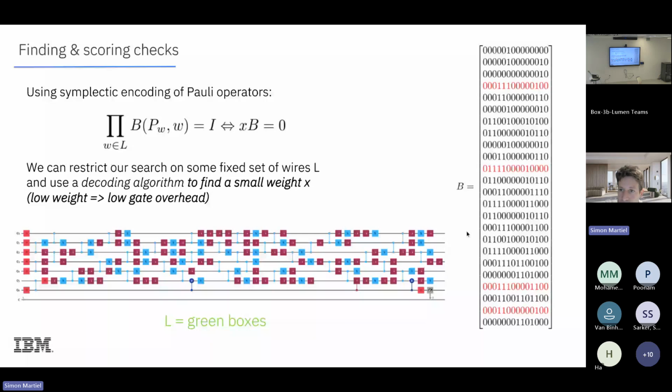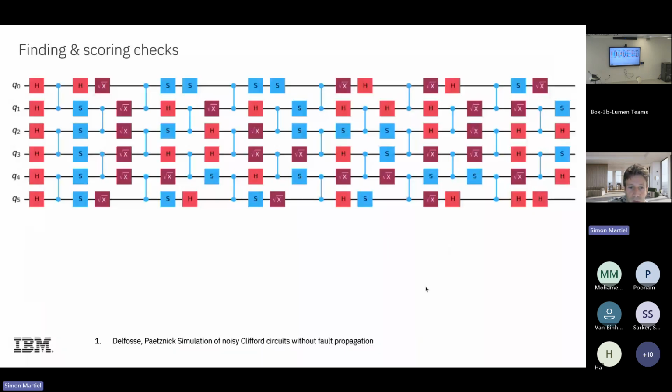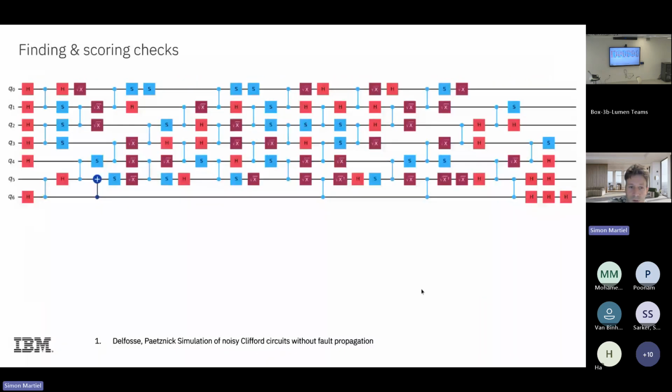So once I found the rows that I need to XOR together to get some 0, so when that satisfies this equation, basically, I can go back to the Pauli world and understand that I need to add, for instance, a Z here, an X here, a Y, and an X here, and then implement my check using an extra ancilla. So yeah, I start with this circuit, and I end up with that circuit by adding the remaining checks.